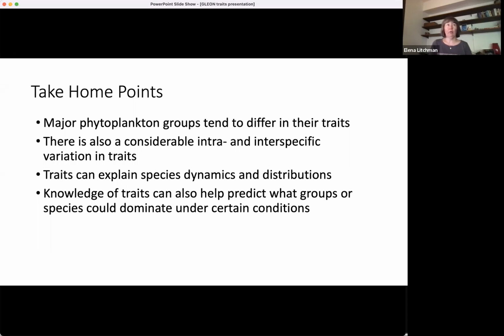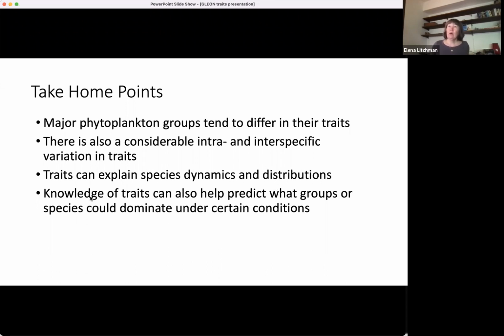So to summarize, there are some take-home points, and there are, of course, many more, and I have not talked about a lot of different aspects. But we found that major phytoplankton groups tend to differ in their traits. And there is also a considerable intra and interspecific variation in traits. And this is really interesting, and it gives us information to determine what species may dominate and whether there would be an evolutionary adaptation. And we found that traits can explain species dynamics and distributions, and we had a lot of papers on that, and other people are publishing on that.